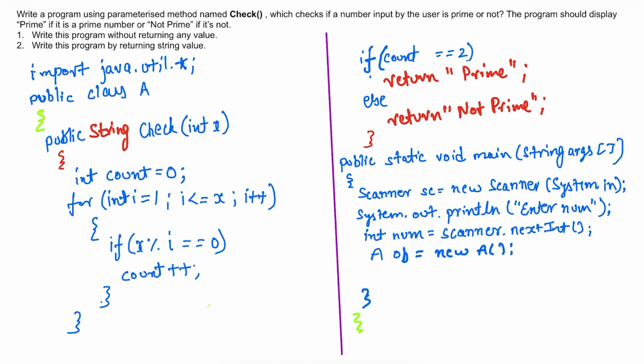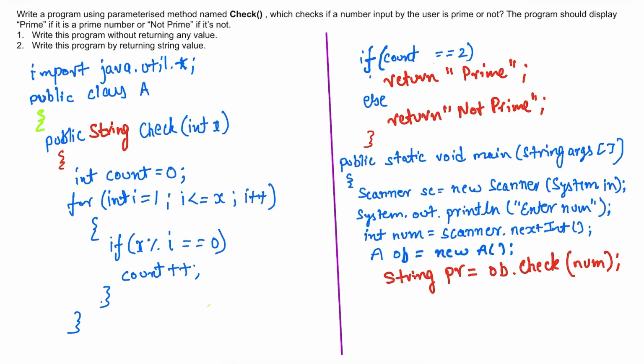We need a string variable, so I'll take string pr equal to ob dot check. The name of the function is check, and I'm still sending the same variable. What change is it? I'm still calling the function and still sending this number that we had taken from the user here, but since the function is now returning some string, I need a variable which will store this returned value, either prime or not prime, and now I will print it.